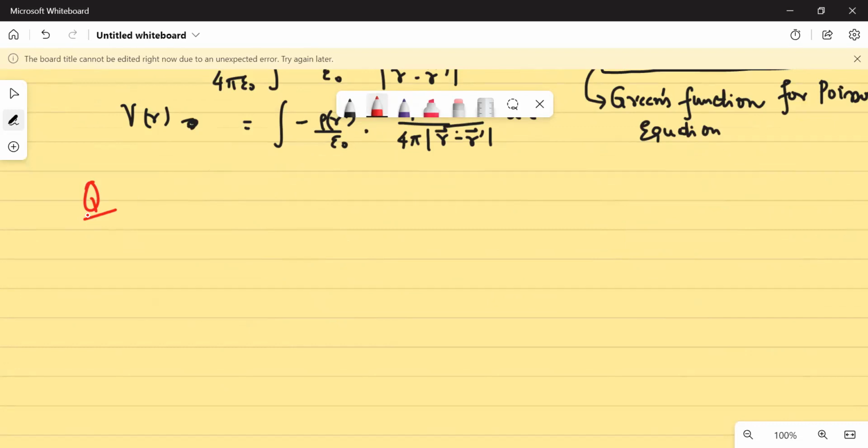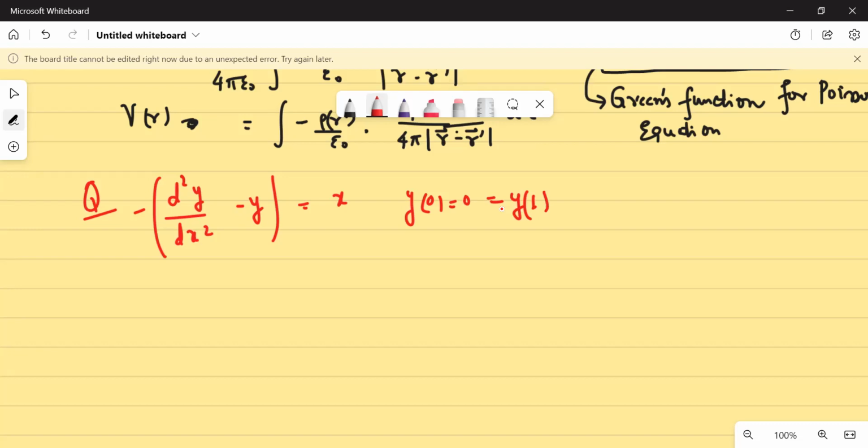So just find me, using Green's function only, simple. d2y upon dx2, and you have a negative sign, again minus y, and then it is equal to x, given y0 is equal to 0 and y1 is also equal to 0. Let us solve this differential equation.